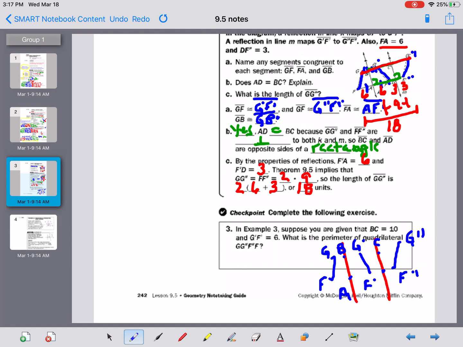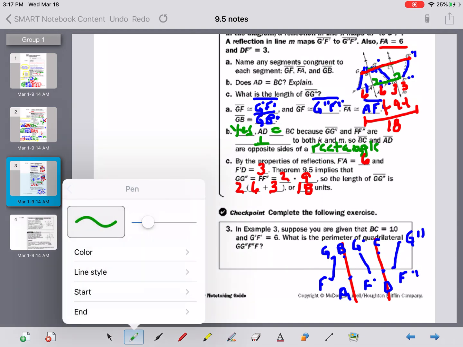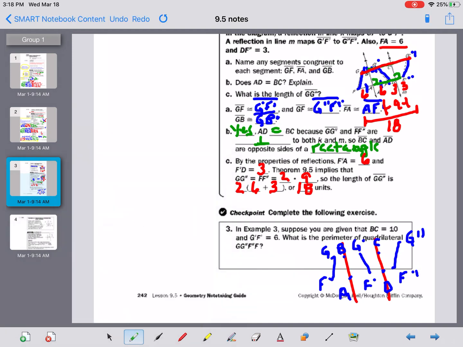All right, they're telling us here that BC is 10. So B to C, going across here, is 10. And they're telling us G prime F prime is 6. So this line right here and here is 6. And it says, what is the perimeter of quadrilateral G double prime, so I'm going from here all the way to here, down to F double prime, and then over to F. So it wants to know this big green parallelogram I have going here, what is its perimeter?